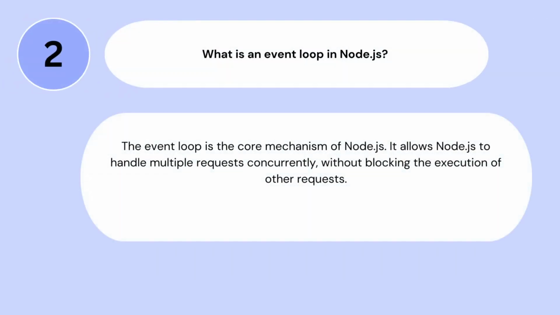So what is an event loop in Node.js? The event loop is the core mechanism of Node.js. It allows Node.js to handle multiple requests concurrently without blocking the execution of other requests.